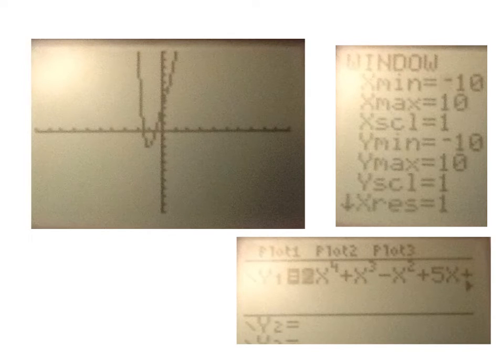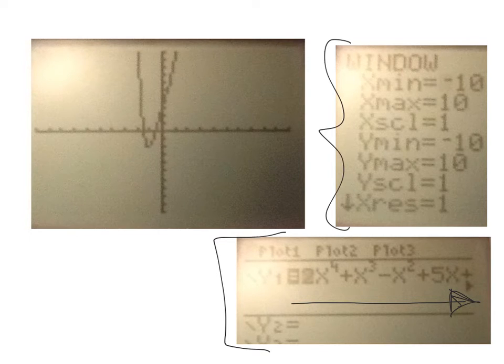Really quick, this is what I did. Okay, in my y equals, I put the whole function in. You can't see the rest of it in the window. This was the window that I set up so that I could see it like this.